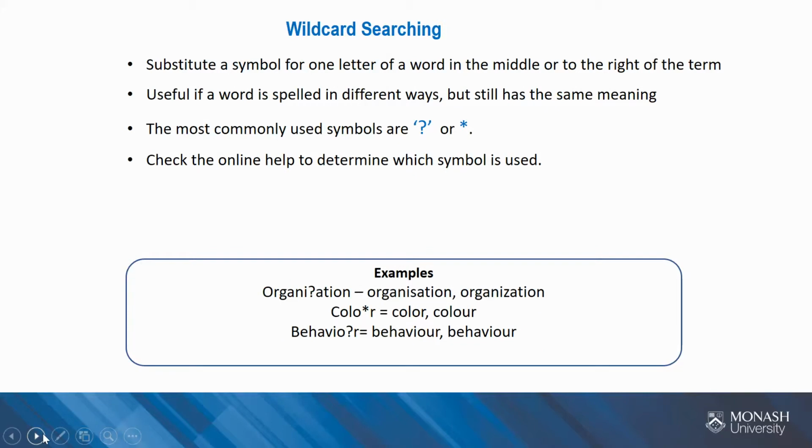The wildcard is a slightly different tool. It replaces letters within a word. So for example, we'll find items using different spellings of colour by inserting a wildcard into the word. Education databases may use a question mark or asterisk. Consult with the online help for each database.